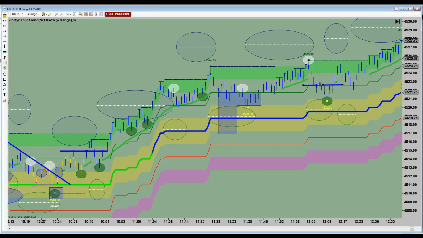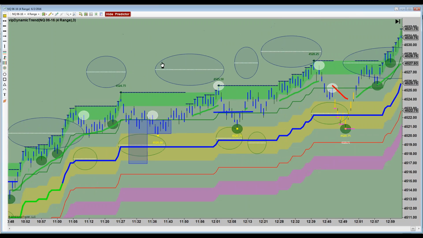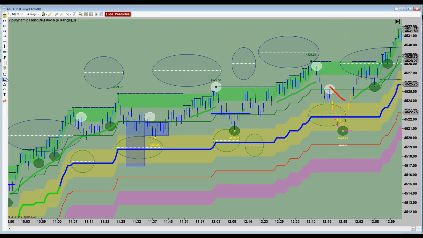Here's another one right here. There's another one right here. Here's a perfect one right here. Perfect one spends probably a better part of 3-4 minutes sitting right here. That's textbook right there. That's a textbook mid-band long entry. It comes right down into it. Here's a sweet spot of opportunity right there.